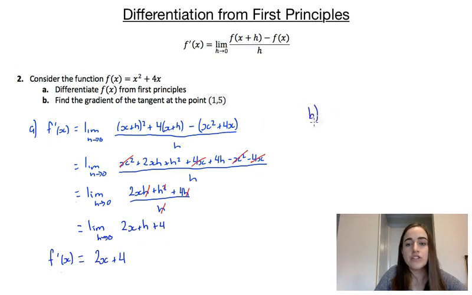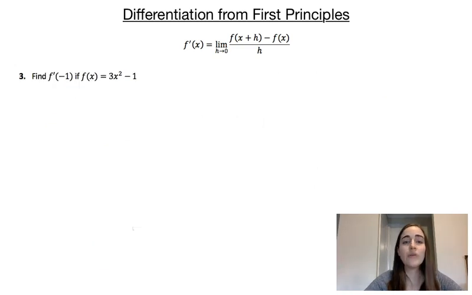Now, part B of the question asks us to find the gradient of the tangent at the point (1, 5). So that's just asking us to find the value of the derivative at this point. So our x value there is 1. So it's asking us to find f dash of 1, which would be 2 times 1 plus 4, which will just give us 6. Let's have a look at one more example.